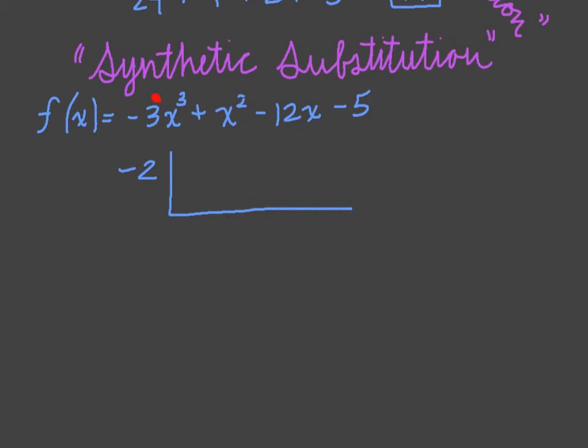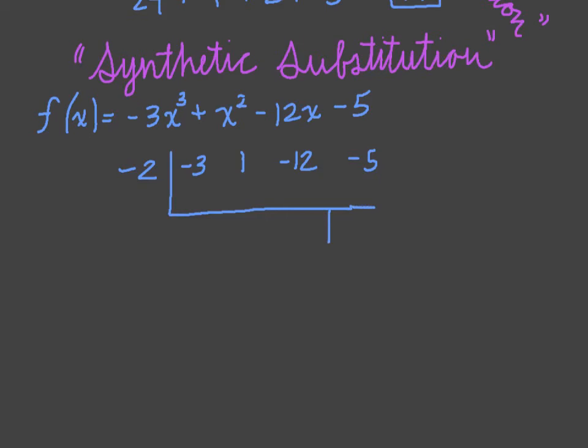So my coefficient for my cubed term is negative 3. My coefficient for my squared term is 1. My coefficient for my plain old x term is negative 12, for my linear term. And then my constant at the end is negative 5. Okay, and I like to put a little line here. Again, I have this set up for you, but eventually you'll be setting it up yourself, and you'll see why we put that little line there.